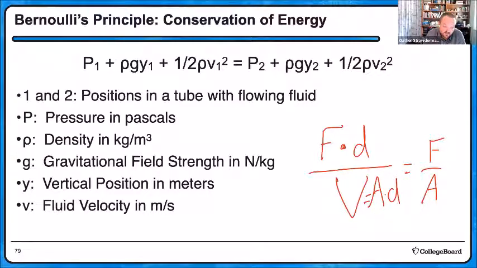Similarly, if I take mgy and divide by volume, m divided by V is density. And finally, 1/2 mv squared divided by volume is 1/2 rho v squared. So all I have here are work values, gravitational potential energy values, and kinetic energy values. Why, that's why this is a conservation of energy equation.